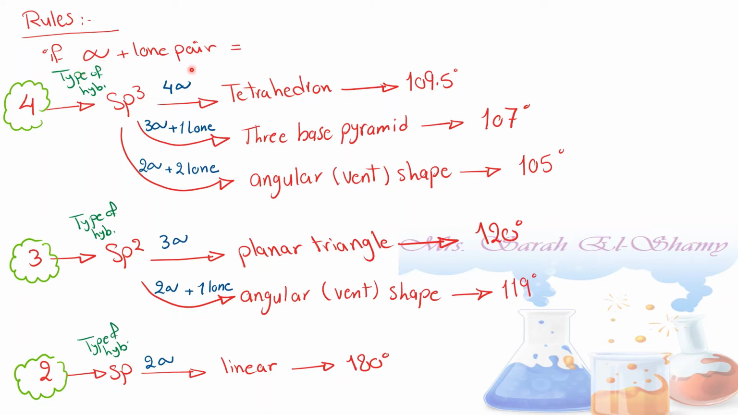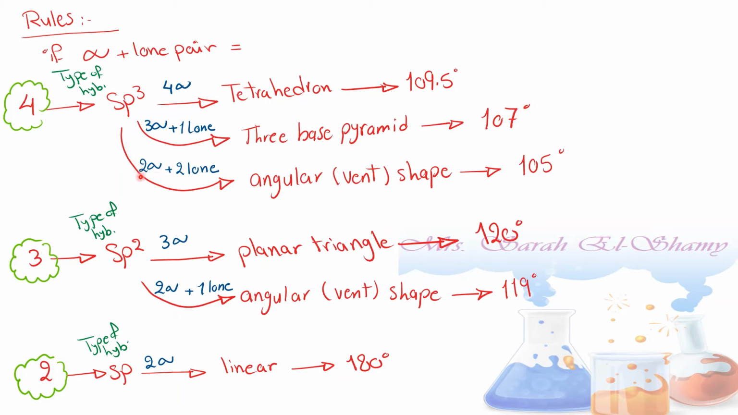It's too simple. You just count the sigma and lone pairs. If the sigma plus lone pairs are equal to 4, the type of hybridization will be sp3. Okay, if you have 4 sigma, your shape will be tetrahedral and your angle will be 109.5 degrees. While if you have 3 sigma plus 1 lone pair, your shape will be trigonal pyramid and the angle will be 107 degrees.